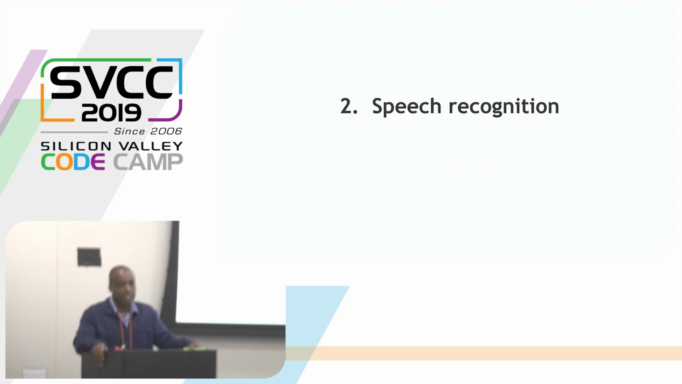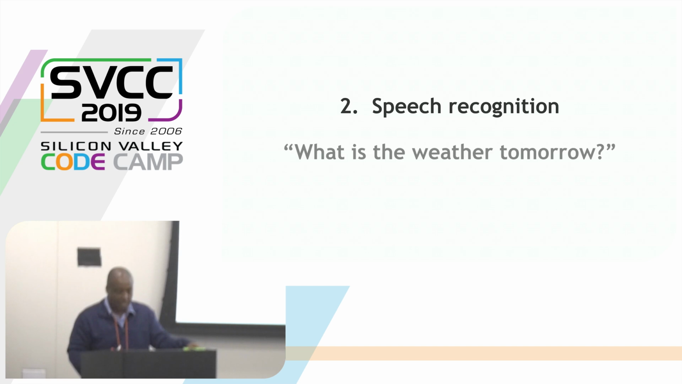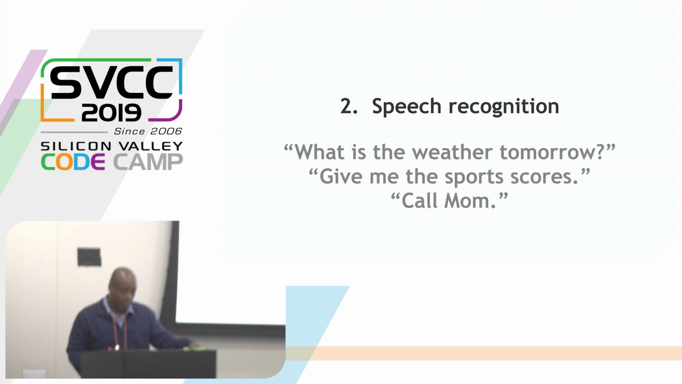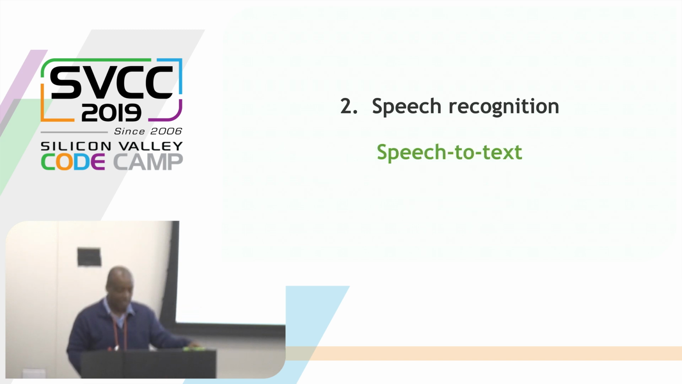Then we have to do speech recognition. I have to understand what you're saying. Remember, recurrent neural networks, I have to understand what is the weather tomorrow. I have to understand what that means. There has to be some meaning, because people are going to ask for the weather in different ways. Is it going to be warm today? There's different ways to ask for the weather. Give me the sports scores. Call mom. Whatever it is that you're asking for it to do, it has to understand it.